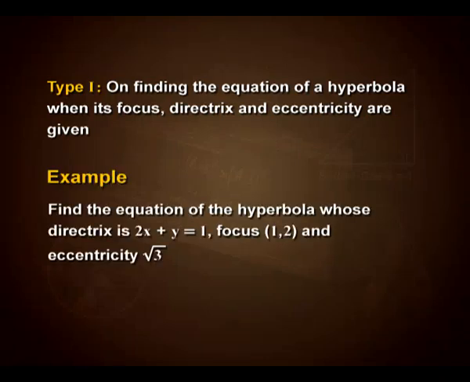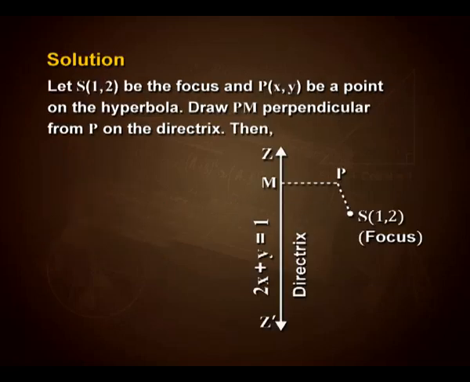Find the equation of the hyperbola whose directrix is 2x plus y is equal to 1, focus (1, 2) and eccentricity is square root 3. Look into the solution. Let S(1, 2) be the focus and point P(x, y) be a point on the hyperbola. Draw PM perpendicular from P on the directrix. Then SP is equal to e into PM, by definition.